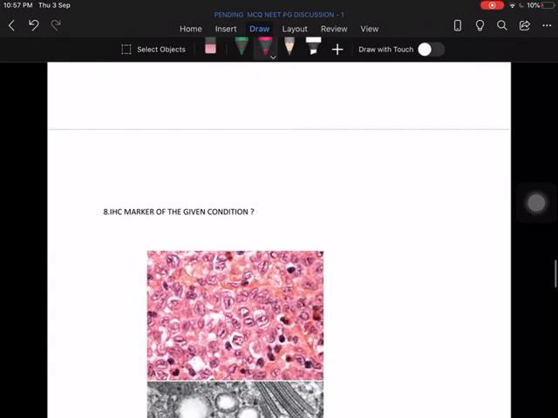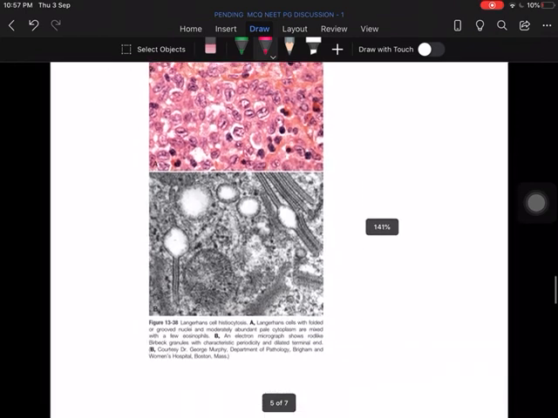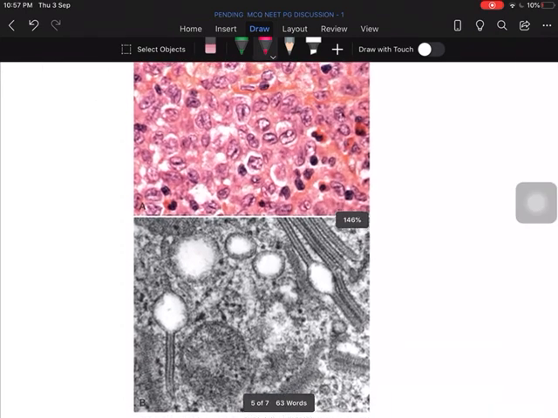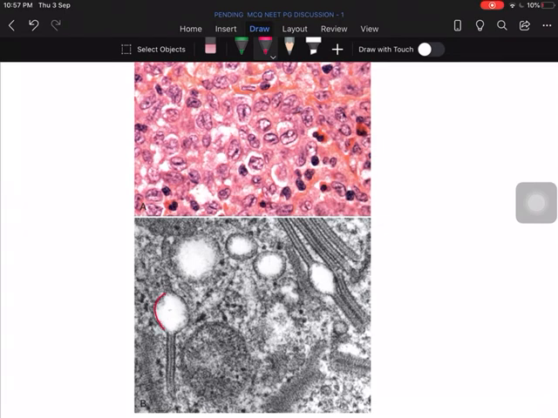Next is the IHC marker of the given condition. You see an electron microscope image as well. What you see here are the typical tennis racket shaped granules, which are known as Birbeck granules, characteristically seen in Langerhans cells. So this condition is Langerhans cell histiocytosis. The IHC markers are CD1a and langerin.